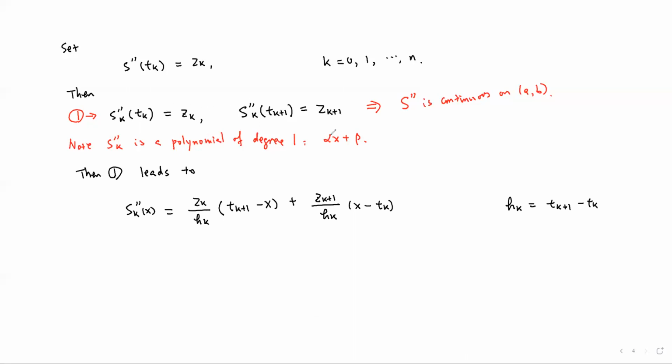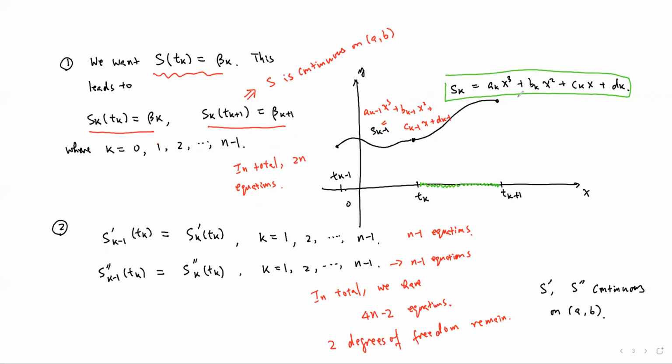times (t_{k+1} minus x), plus c_{k+1} over h_k times (x minus t_k). These two equations completely determine a polynomial of degree 1. Yeah, the polynomial is this. Now, take the integral on this equation to recover S_k. Take the integral twice on this equation.